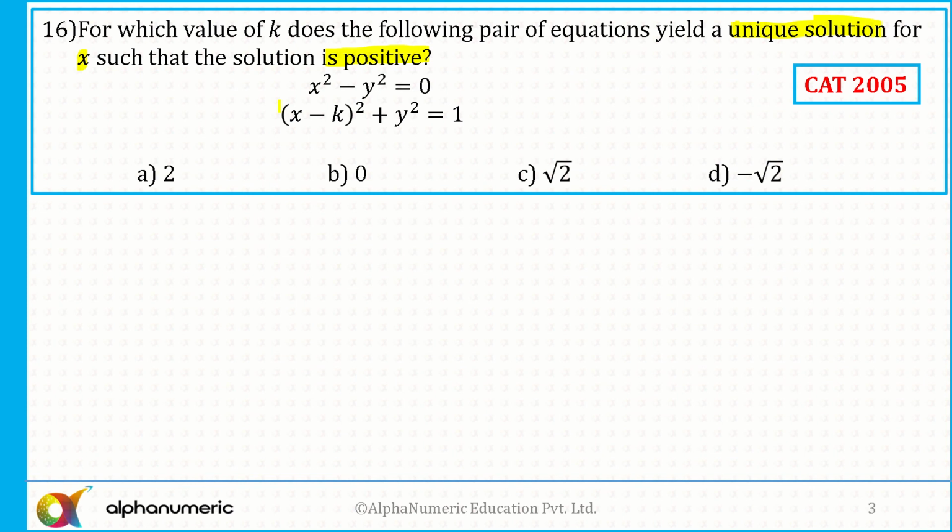Okay, such that the solution is also positive. So we need a unique value of x, and at that value of x, the value of y should also be positive. Okay, that has to be positive. Both x and y should be positive here.